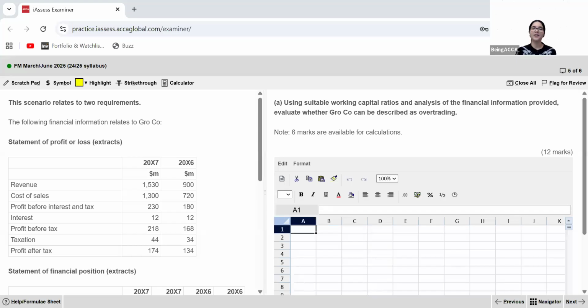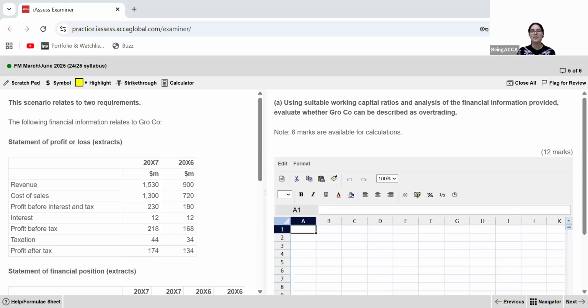Hello everyone. Today in this session, we are meeting to solve a Section C past paper question. This is the most recent one which is available. We are now preparing for the September 25 exam. So this is the most recent one, March, June 25, which we are solving together.